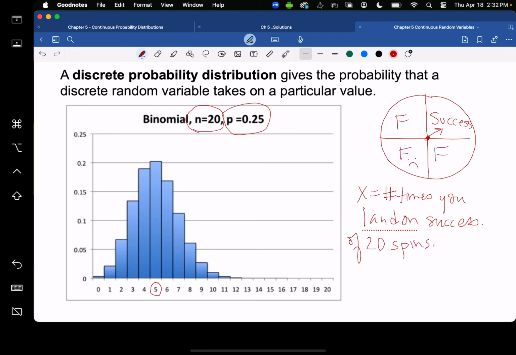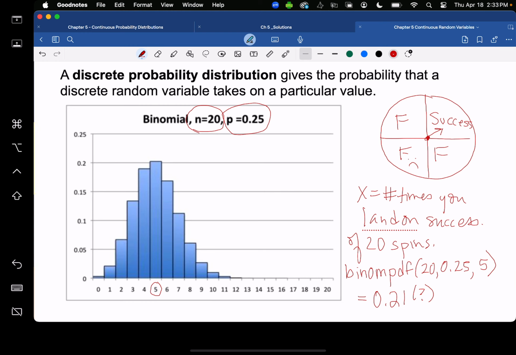And if you look here, you can see the height of this is just slightly bigger than 0.2, which makes me want to check what is that actual number. So I could go to my calculator and do binom PDF 20, 0.25, 5, and I'm guessing that that's going to come out to be 0.21 or really close. And I don't want to hold you up while I type that in, but double check that and see how close I was.